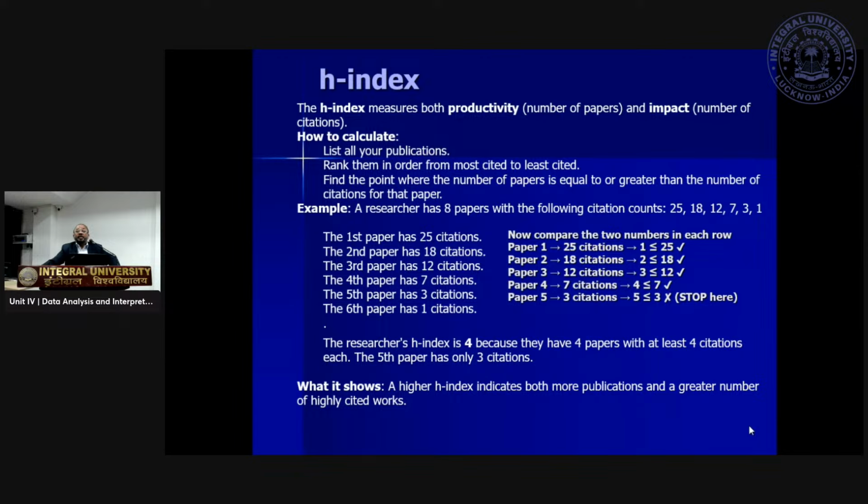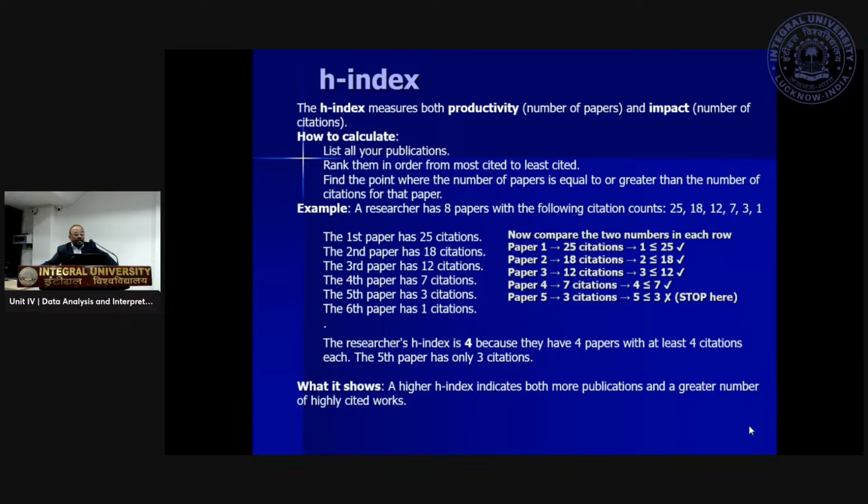And immediately you will get a notification on your Google Scholar site: Mr. So-and-so has cited you or has given your reference. So this is very important.